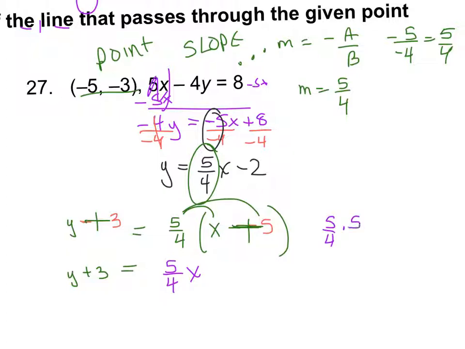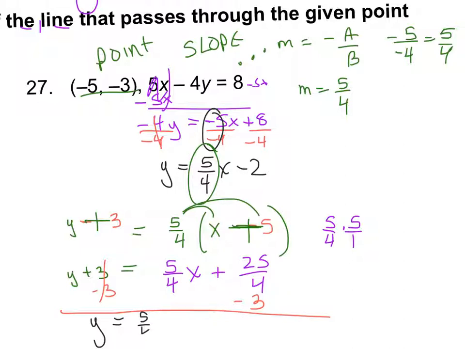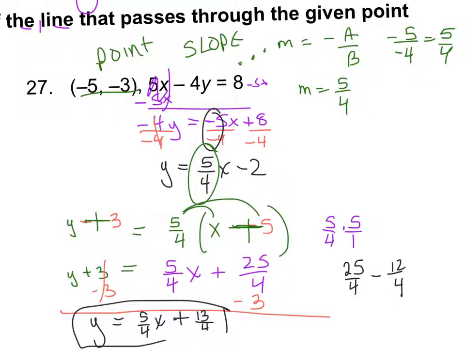5/4 times 5 is positive 25/4. I'm going to subtract 3. And I'm going to get y equals m, which is 5/4 x. 25/4 minus 3, if you don't have a calculator, is the same thing as changing 3 to 12/4 because you need a common denominator. And 25 minus 12 is positive 13/4. And that's your equation.